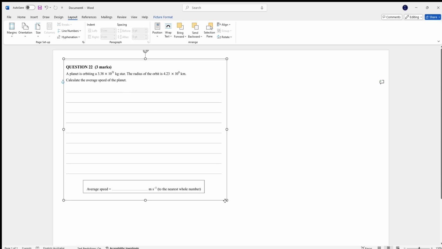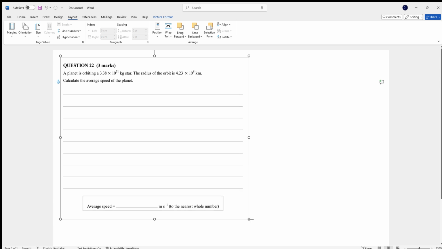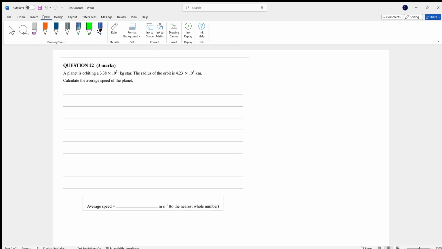Okay. Now, this question is a little bit tricky to understand. What we've always got to do when we have physics questions though is to work out what we have and work out what we need to find. So in this question here we're given the mass. Okay. So we're given mass equals 3.38 times 10 to the 31 kilograms.